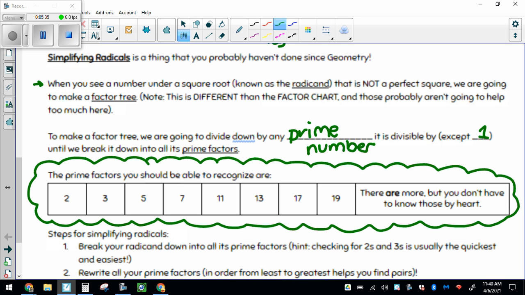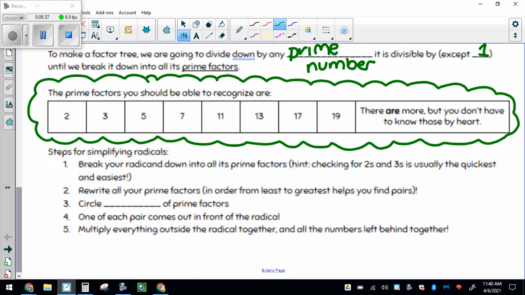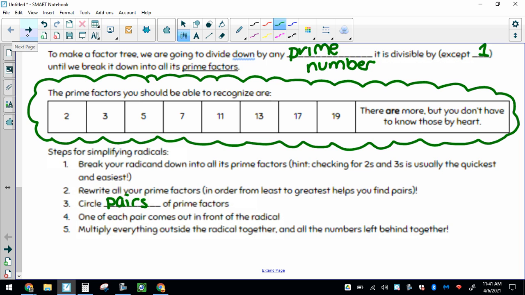All right, so I've got the steps down here. First step, break your radicand down into all its prime factors. So divide by 2, divide by 3, divide by 5, right? Figure out what it's divisible by. Step 2 says to rewrite all your prime factors in order. Number 3 says circle up pairs of prime factors. One of each pair comes out in front, and then multiply everything outside the radical together, and multiply everything left under the radical together. All right, so let's put that into practice.